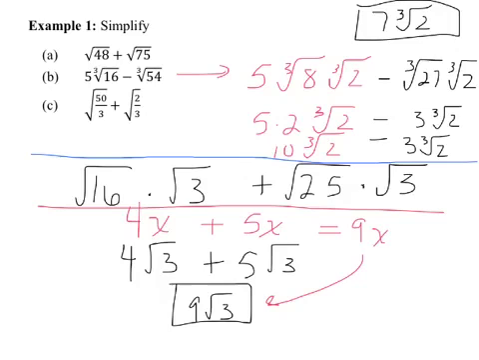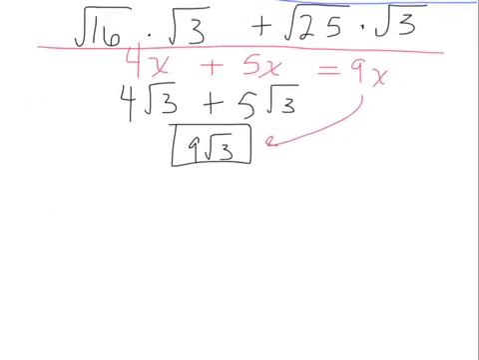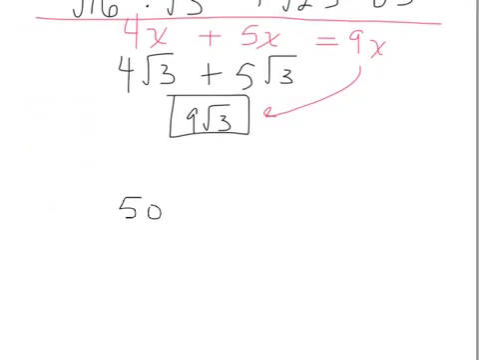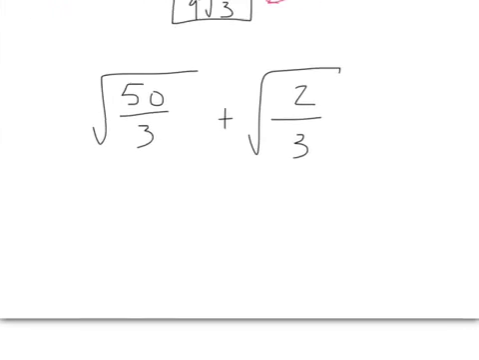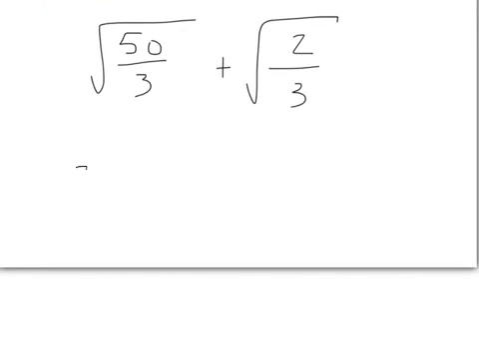Ida, give me a starting point for this one. Can you split the 50 into 25 plus 2? Okay, good. It was square root of 50 over 3 plus square root of 2 over 3, and they were both square roots, right? So yeah, let's break the 50 into 25 and 2. I absolutely agree.